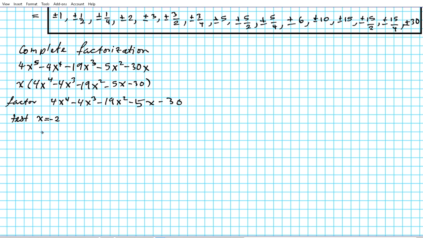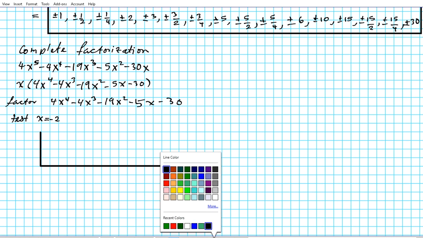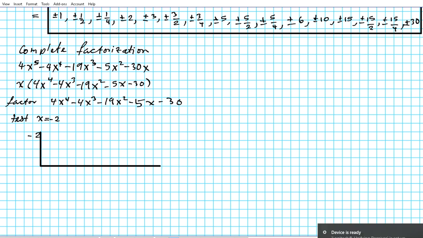If we have a remainder of 0, that means that the test factor we selected is an actual root, or zero, of the polynomial function, the related function. So -2. We put in -2, and then we're using synthetic division, just extract the coefficients. We have 4, -4, -19, -5, and -30.